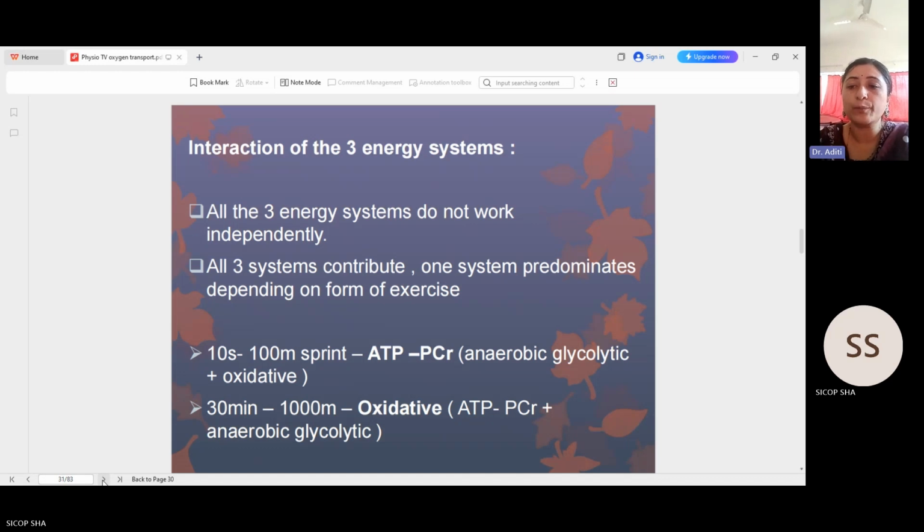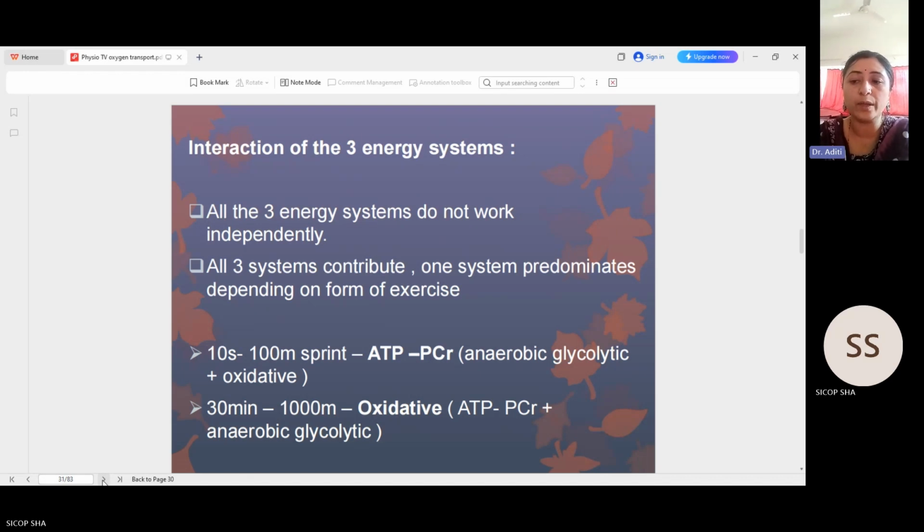The important point to remember is that all these three energy systems do not work independently. All three systems will contribute. The only difference is that one system will predominate over the others. Depending on the duration and the mode of the exercise, the interplay between these systems will change. For the initial 10 seconds, or 100 meters of sprint, it will be more of ATP-PCR.